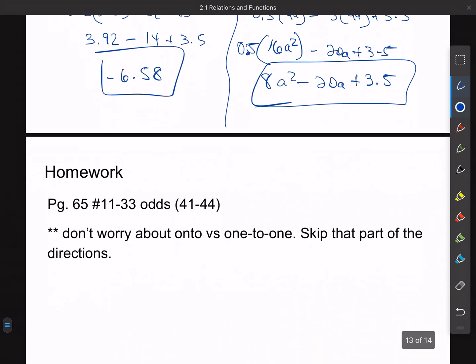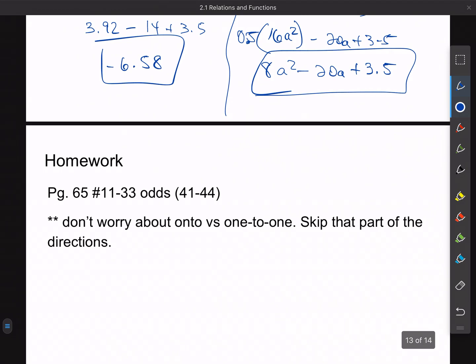I guess that's it. So the last thing is, please don't worry about the onto versus one-to-one functions. Skip that part of the directions. You have homework sheets, and I'll see you in class.